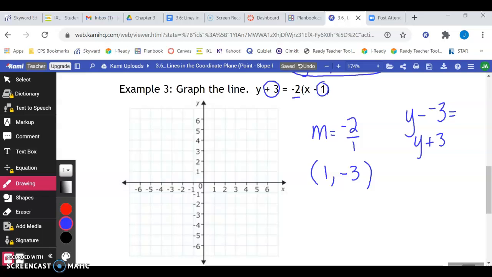So now I'm going to plot that point over 1 and down 3. Goes here. And our slope is negative 2. So down 2 and over 1. Now I could have gone the other way, up 2 and back 1. As long as going backwards, going left, takes care of that negative sign as well. So now I have 3 points that I can use to draw a straight line. And there is our graph for that equation.